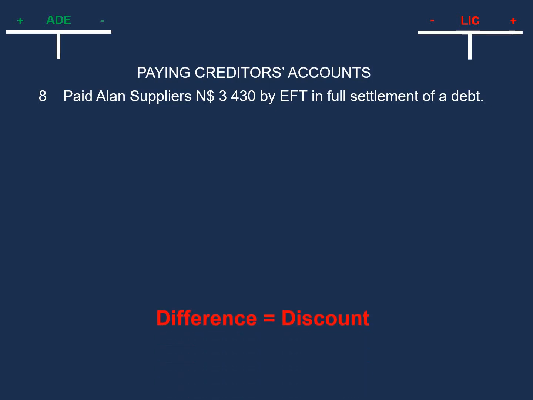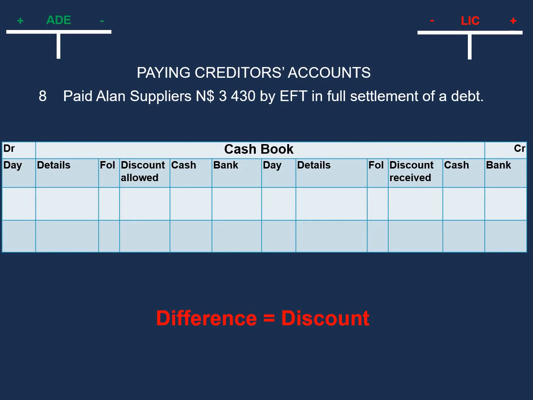Now we owed $3,500. So the difference between the $3,500 and the amount we just paid will be our discount. So this transaction will again involve our cash book and the amount we will enter in our bank column because we made the payment through an EFT, and also the discount that we need to calculate we will enter in the discount received column because we are paying off a creditor.